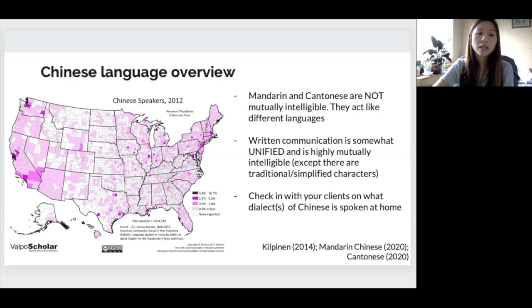When we encounter clients whose native language is Chinese, it would be wise for us to ask our client what dialect of Chinese is spoken at home, as the different dialects have a different phonemic inventory. The map that I'm showing you is an estimation of the percentage of Chinese speakers in the US as of 2012. It is not surprising to find states like California, Washington, or New York to have a dense population of Chinese individuals. However, I was surprised to find how Arizona is covered in purple, and I believe that the Chinese population will continue to grow in the valley.